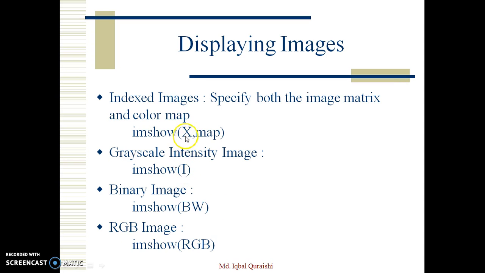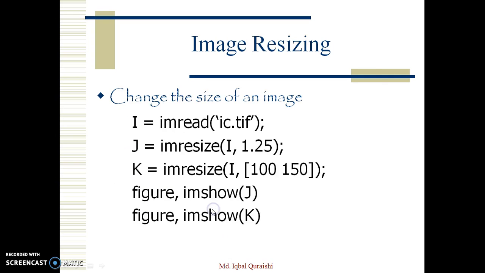If you want to display, as we have already discussed, for an indexed image you have to show it by writing imshow of X and then the map. If you want a grayscale image, imshow of I is sufficient. For a binary image, imshow of bw, where bw should be a binary image, and similarly imshow of rgb is again for an RGB image.